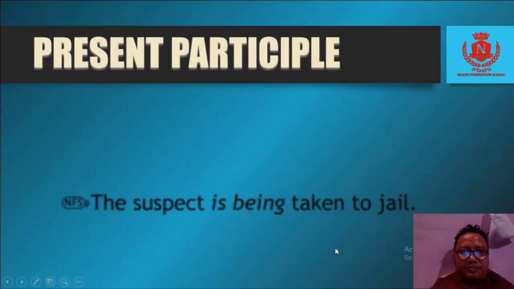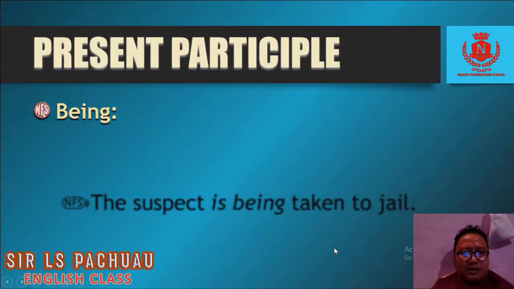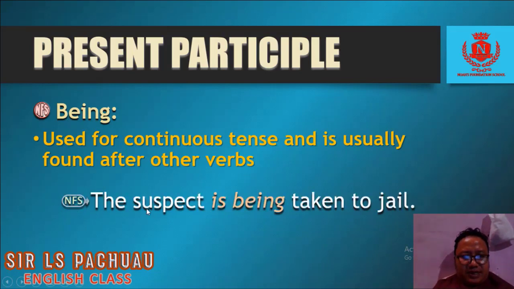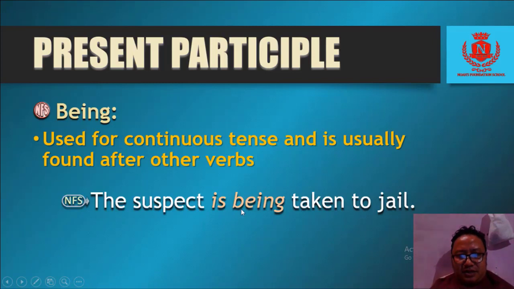And the next is present participle, being. Being is used for continuous tense and is usually found after other verbs. Remember that. Here, the suspect is the subject of this sentence. The suspect is being taken to jail. Understand? Here we have to use this verb is with this being. This is a be verb, be or state verb.